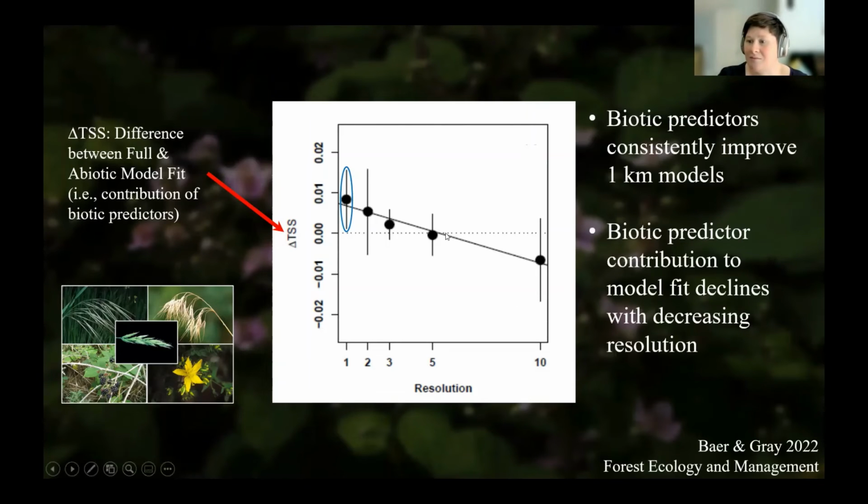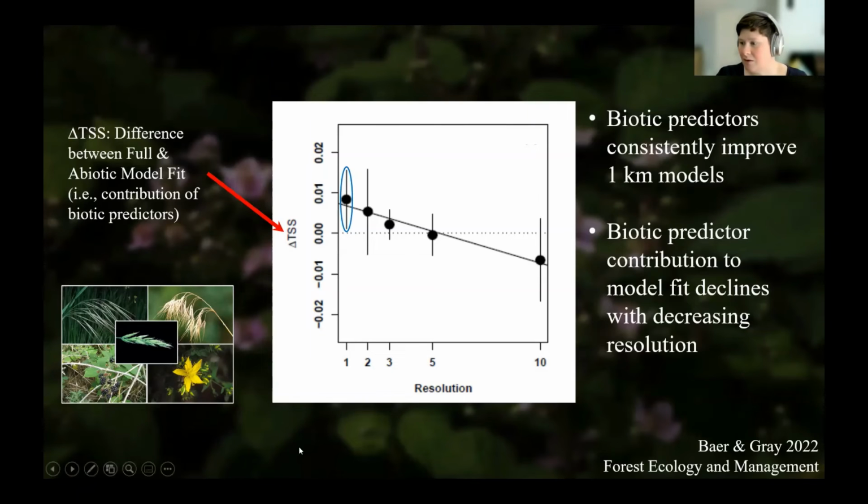And then the second part of that story is that the contribution of these biotic predictors to improving model fit declines significantly as our resolution becomes more and more coarse. We're still seeing a positive impact, but not significant, from 2 to 3 kilometer pixel sizes. But then as we move towards coarser and coarser resolutions, an overall negligible impact at a 5 kilometer resolution, and then actually a negative impact at this 10 kilometer resolution or pixel size.